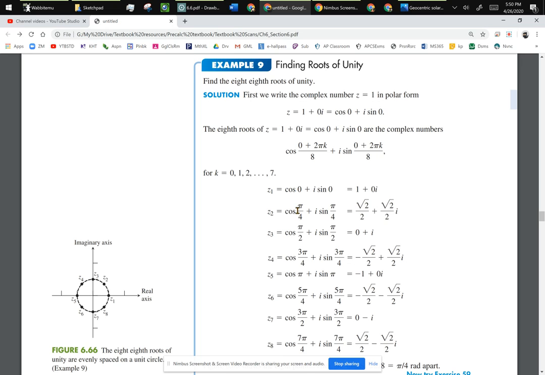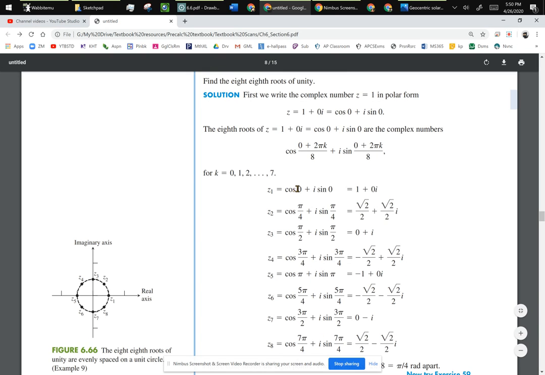But then you add 45, so that's pi over 4. You add another 45 or add 90 to get to z3, and then that's pi over 2. You add another 90, and then you add another 90, add another 90, add another 90, or you can say you add a pi over 4, add a pi over 4, add a pi over 4.